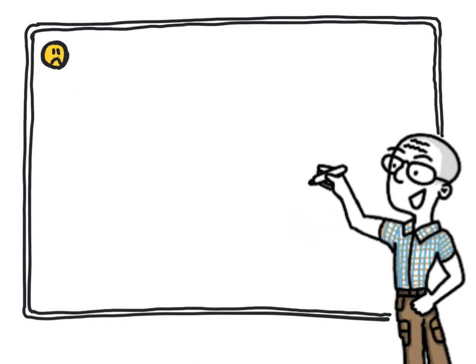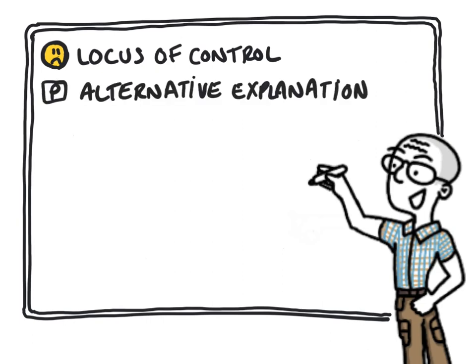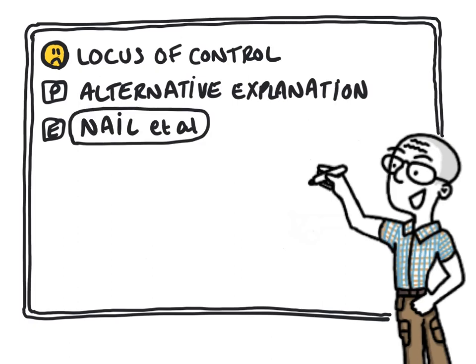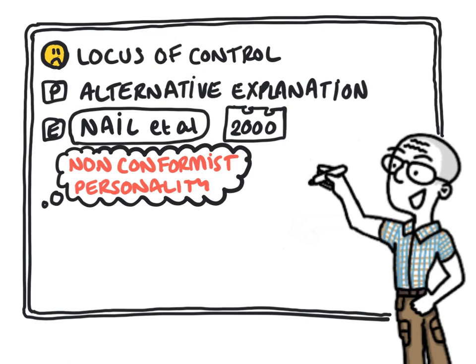One limitation of locus of control as a dispositional explanation of the ability to resist social pressure is that there are alternative explanations which may be more appropriate. For example, Nail et al. 2000 proposed a nonconformist personality. These people may respond with independence because they are unconcerned with social norms.